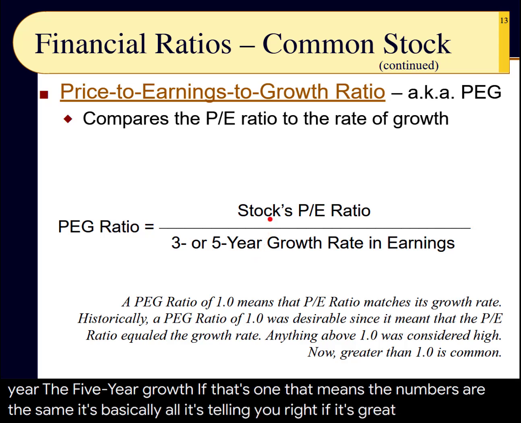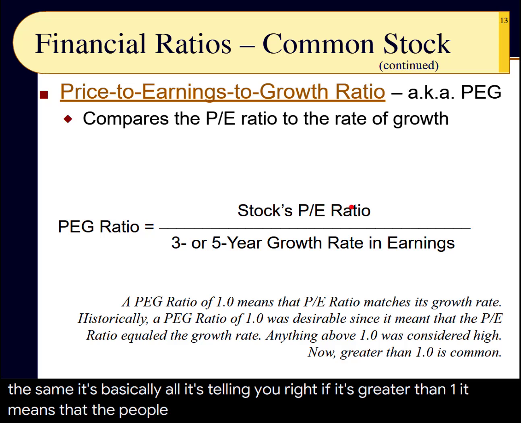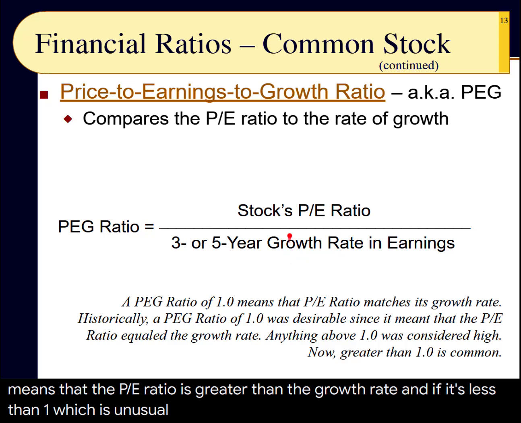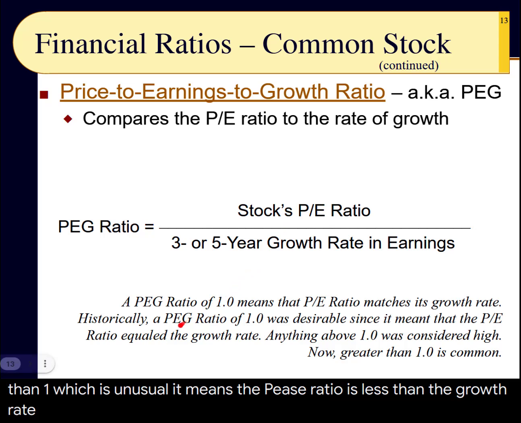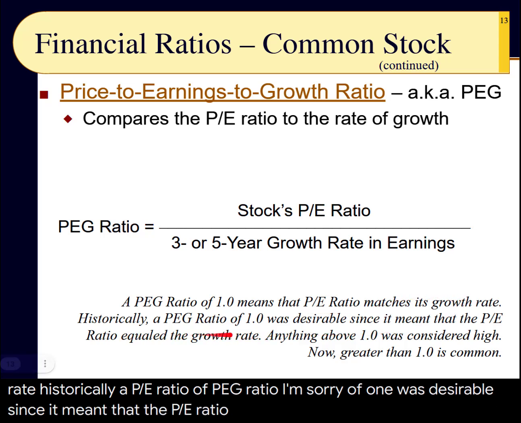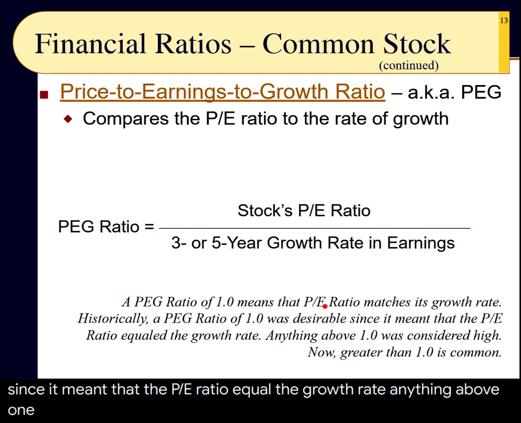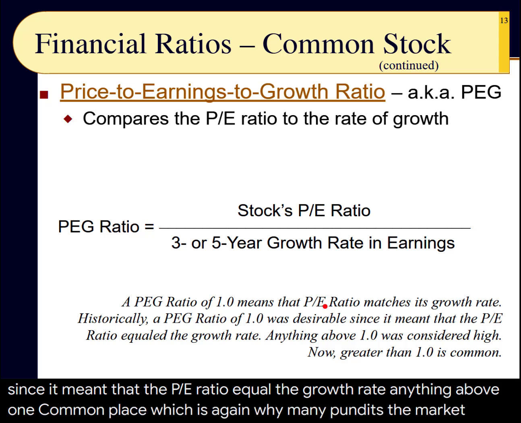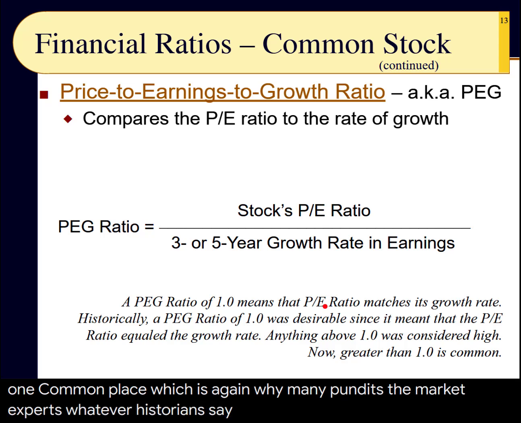If it's greater than 1, it means that the PE ratio is greater than the growth rate. And if it's less than 1, which is unusual, it means the PE ratio is less than the growth rate. Historically, a PEG ratio of 1 was desirable since it meant that the PE ratio equaled the growth rate. Anything above 1 was considered high. Now greater than 1 is commonplace, which is again why many pundits, market experts, historians say stocks are just too darn high.